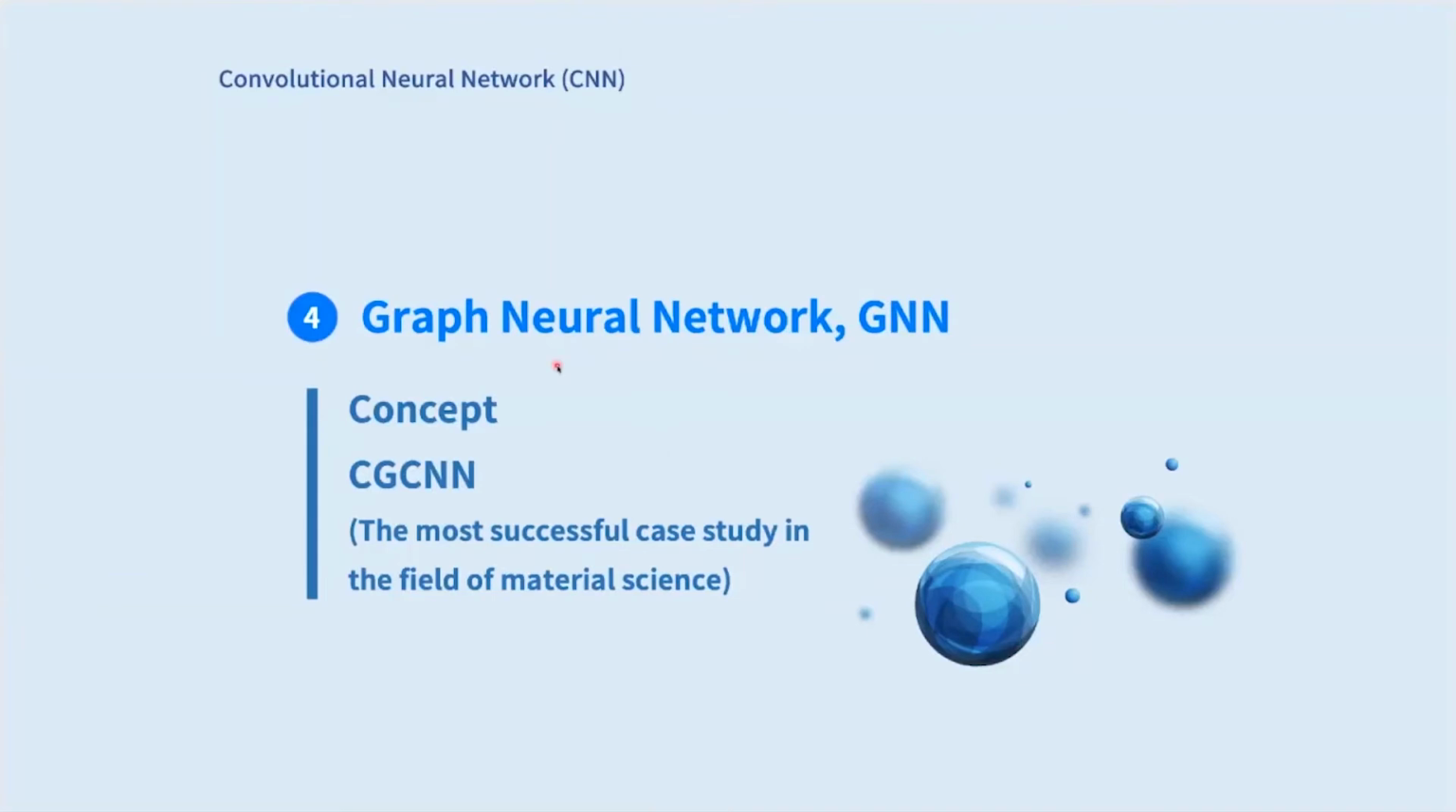Next chapter is graph neural network, GNN. In this chapter, I will tell you about the basic concept of GNN and how it is used in materials research. CGCNN is the most successful application of GNN. So I will introduce CGCNN, and then we are going to do a tutorial with the CGCNN and some materials in the field of materials science.